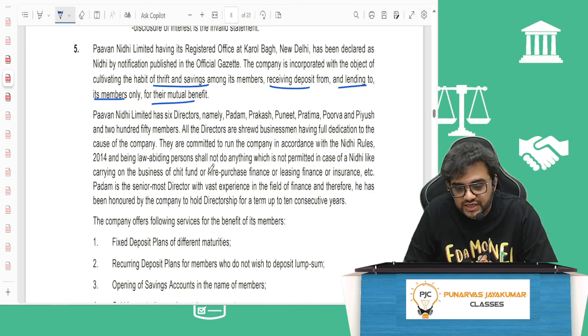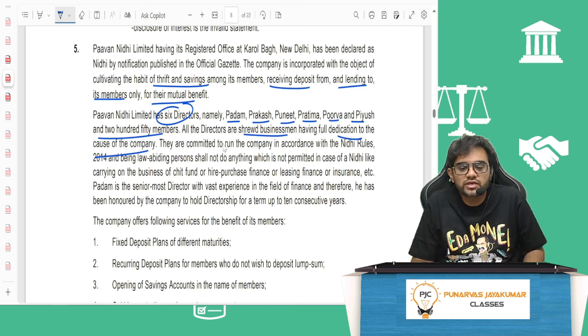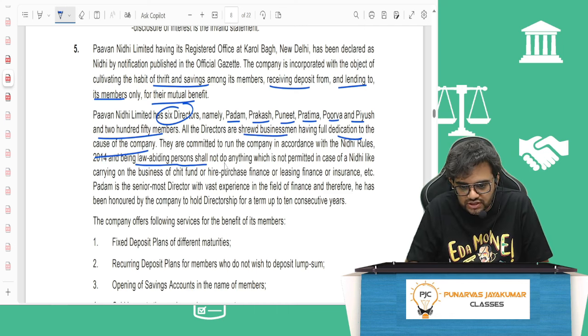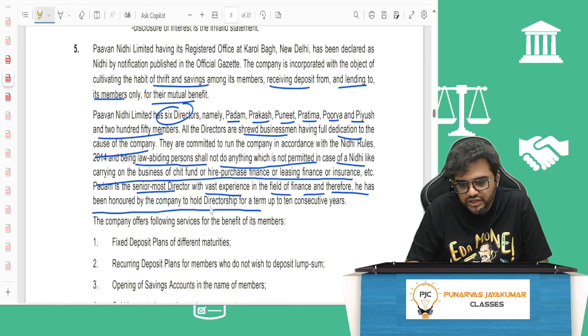Pawan Nidhi Limited has 6 directors, namely Padam, Prakash, Puneet, Pratima, Purva, and Piyush, all PP, and 250 members. All the directors are shrewd businessmen having full dedication to the cause of the company. They are committed to run the company in accordance with the Nidhi Rules 2014, being law-abiding citizens, and shall not do anything which is not permitted in the case of a Nidhi, carrying on the business of chit fund or purchase or insurance. All this you cannot do. Padam is the senior most director with vast experience in the field of finance, and therefore he has been honored by the company to hold directorship for a period up to 10 consecutive years.